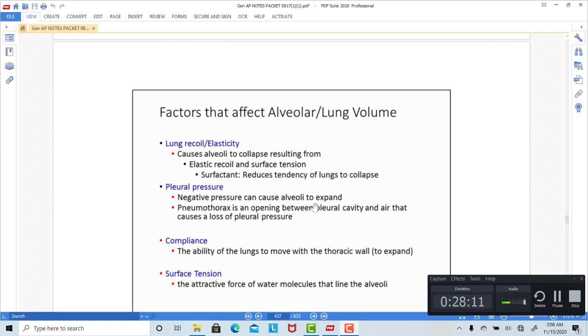As we look at factors that affect how our lungs function, we have a couple of different things to think about. The lungs should be stretchy, which we call lung recoil or elasticity.